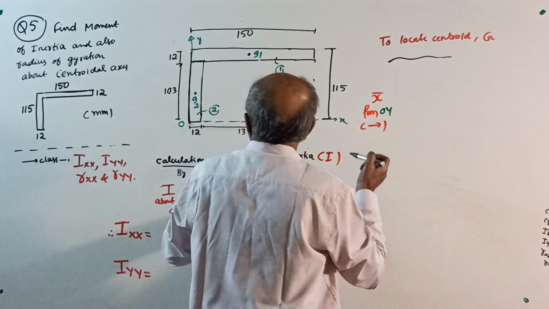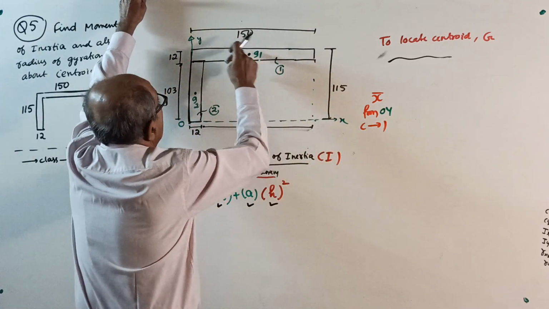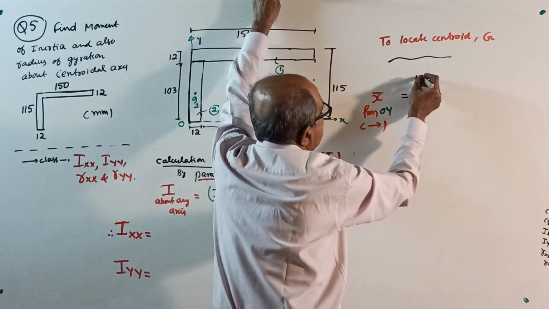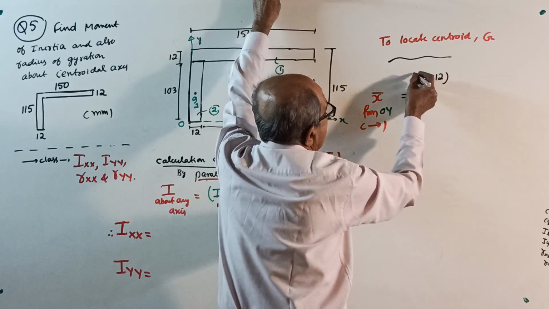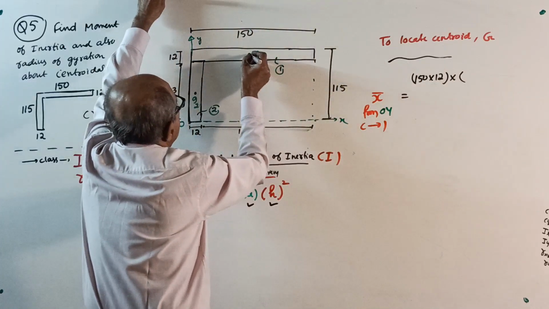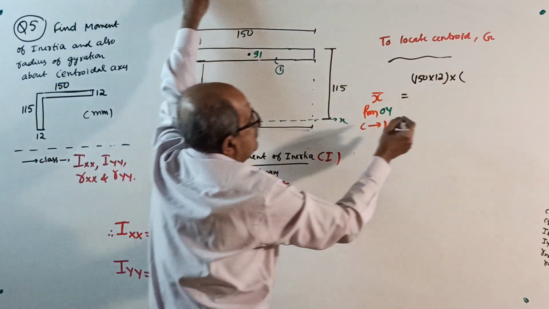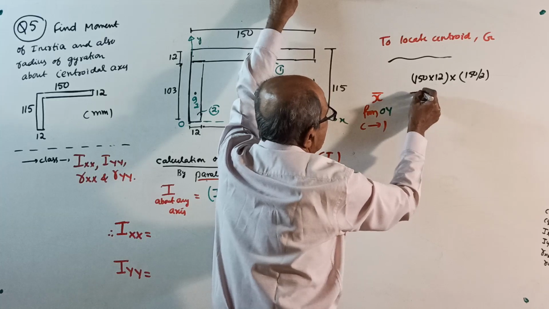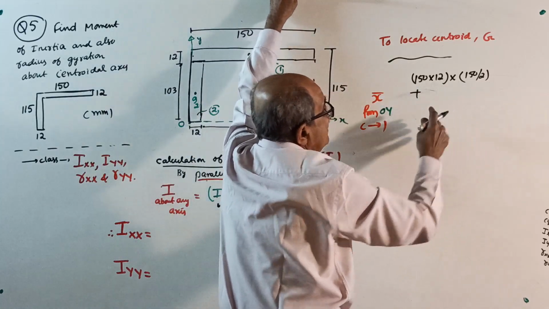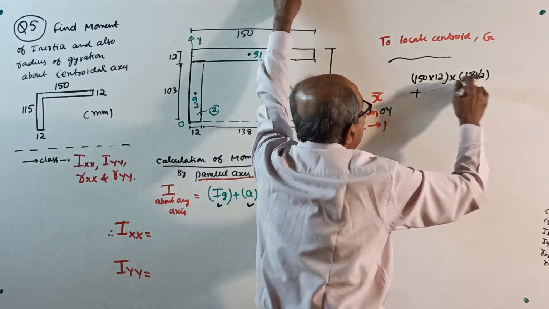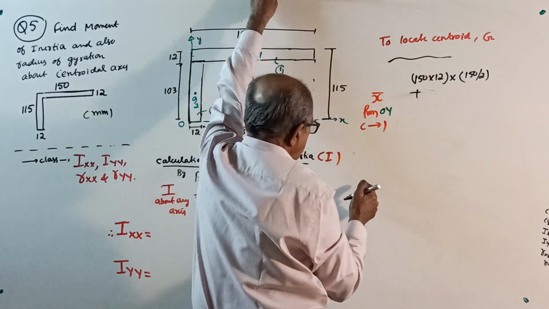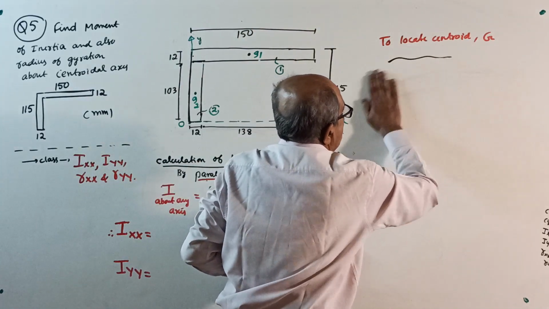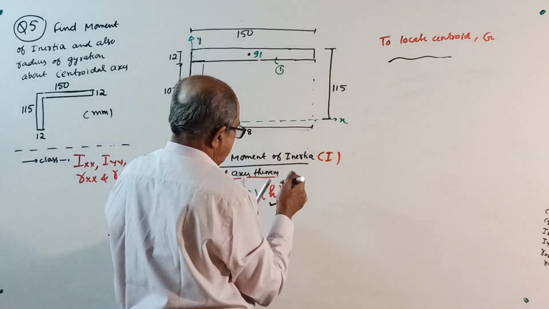I am doing only the calculation part. I will take 1 and 2. A1 is 150 into 12. If somebody is not clear, 150 into 12 is A1, times the centroid distance x1, which is 150 by 2. There is a space problem here, so I am writing one below the other, plus the second one. You write horizontally. Here there is a space problem, it will go out of the camera. You write horizontally. Actually you should write somewhere here. Okay, I will write here. I got space here. Okay, I write. Don't look at this side.